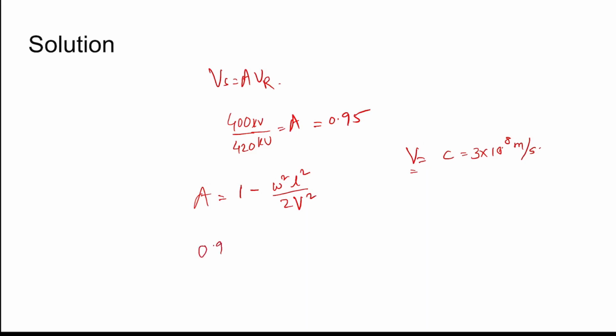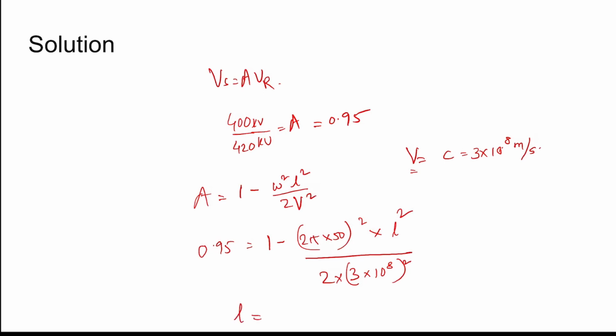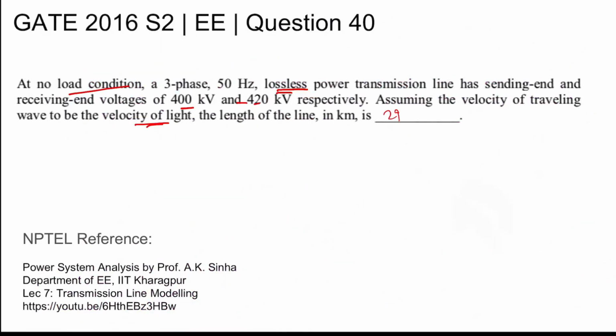Now we know A is 0.95 and this is equal to 1 minus omega square. Omega is equal to power frequency 2 pi 50 whole square into length of transmission line, which we need to determine, divided by 2 times V square. V is 3 into 10 to the power 8 whole square. So L, if we solve, we are getting 294.8 kilometer. We get L in meter and then convert to kilometer, we will get 294.8 kilometer. So this is the answer. So answer is 294.8 kilometers. Thank you.